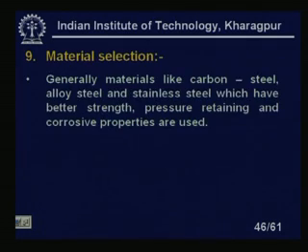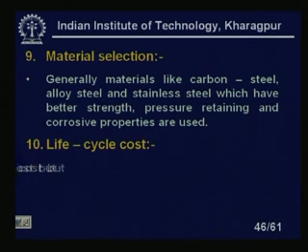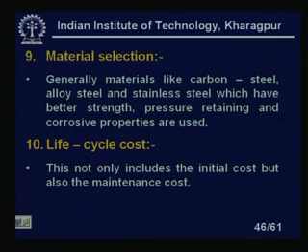Material selection. Generally materials like carbon steel, alloy steel, stainless steel, which have better strength, pressure retaining and corrosion resistant properties, are used. Stainless steel, I earlier also told you, is not very easy to machine. I mean alloy steel, carbon steel, okay. Obviously, stainless steel is also basically a low carbon steel. The life cycle cost not only includes the initial cost, but also the maintenance cost, because a control valve is to be maintained very regularly. Usually all control valves will be bypassed by a globe valve, because during routine maintenance you plan 24 hours and when the plant is running, you cannot shut off the plant. So the actual control valve is removed and we put a globe valve there.